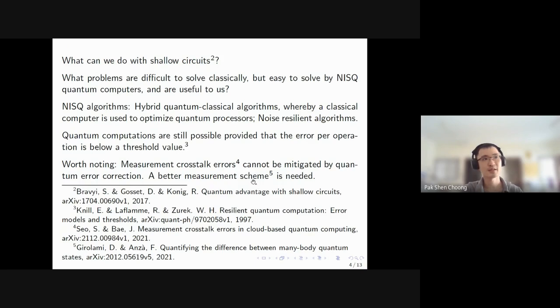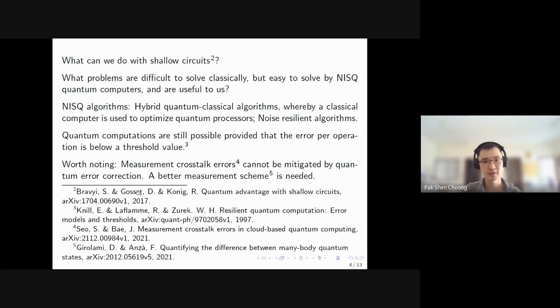So then, what are the problems that we can study in NISQ? The first one is because we don't have perfect gates, right? So we want to minimize the circuit depths as much as possible, which comes the term of shallow circuits. So then we want to look at what we can do with all these shallow circuits.